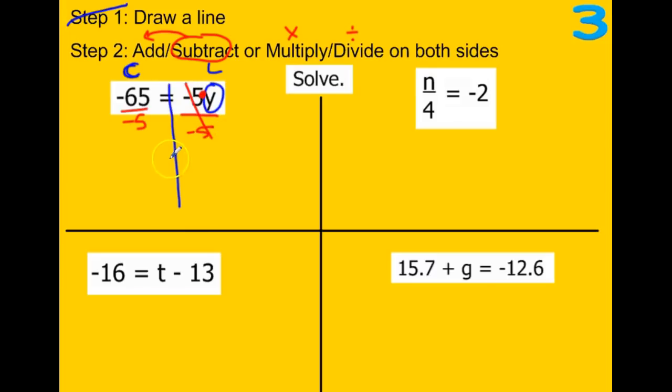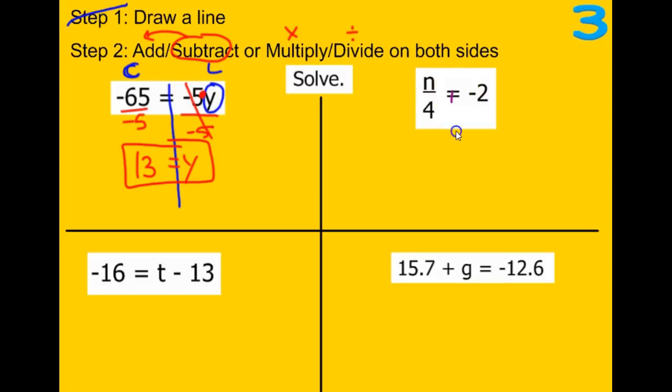Well, 5 over 5 is just 1. So we have y. We know two grumpy people get along, -6 and -5. And so 65 divided by 5, well, I know 5 goes into 60 12 times like a clock. And so one more would be 13. If you're not sure, just use your calculator.